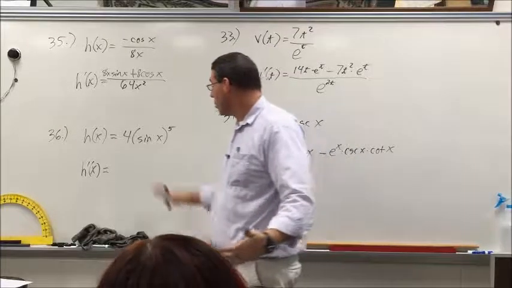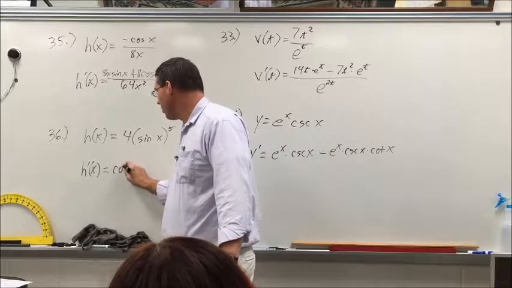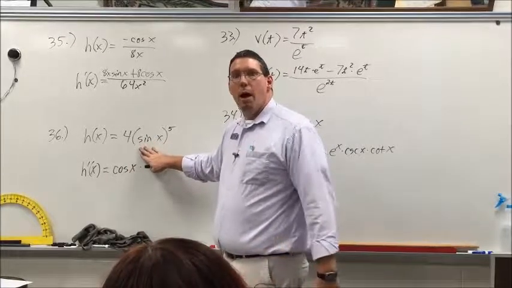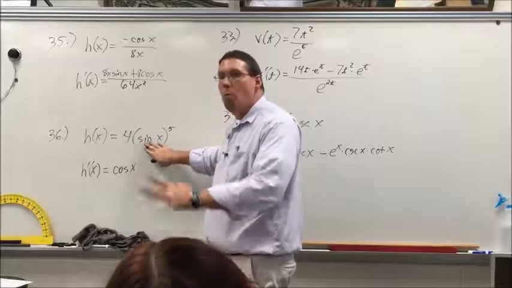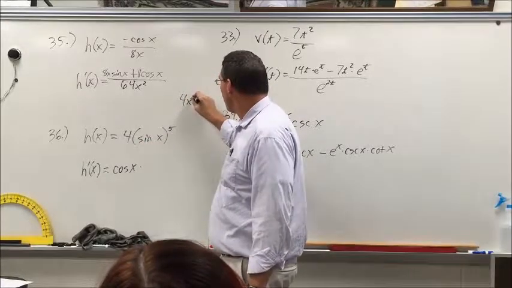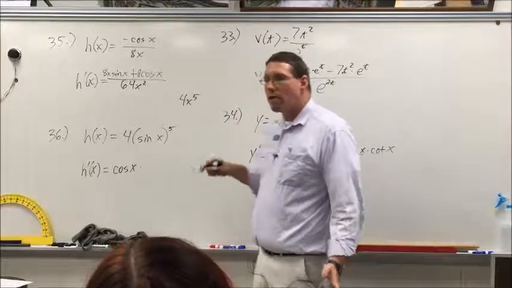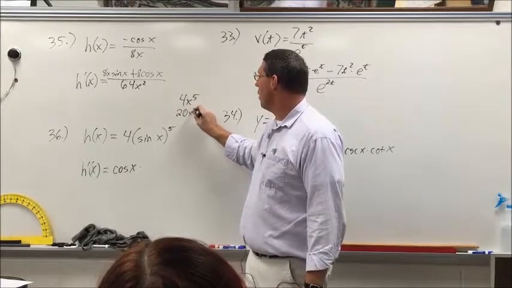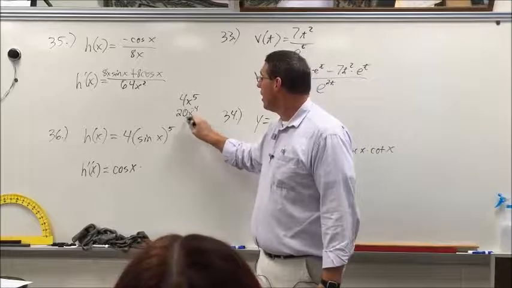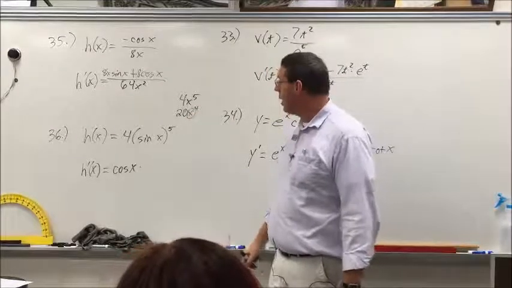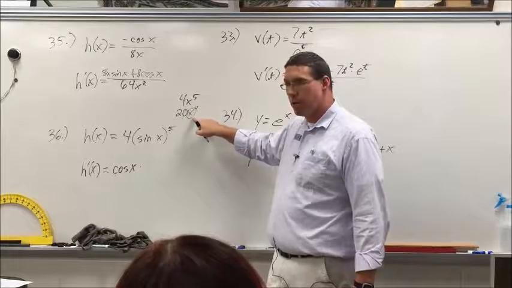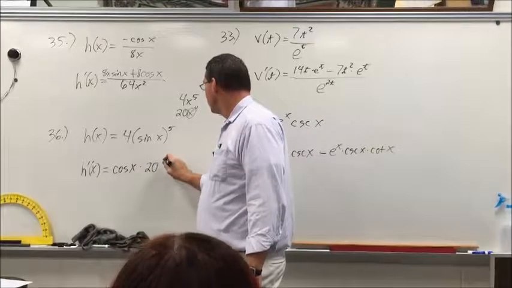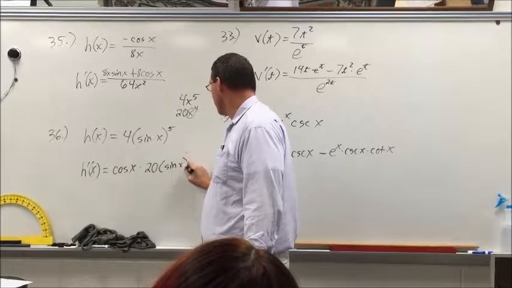Start with cosine, right? Because we want to do the derivative of the inside. So cosine of x times, well, what would the outside be? It would be 4x to the 5th. So what's the derivative of 4x to the 5th? 20x to the 4th, so 20 sine of x to the 4th. Yep. So times 20 times sine of x to the fourth.